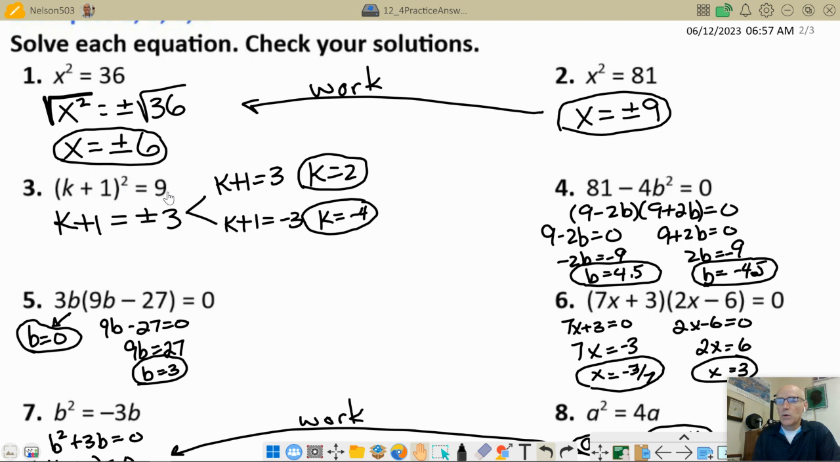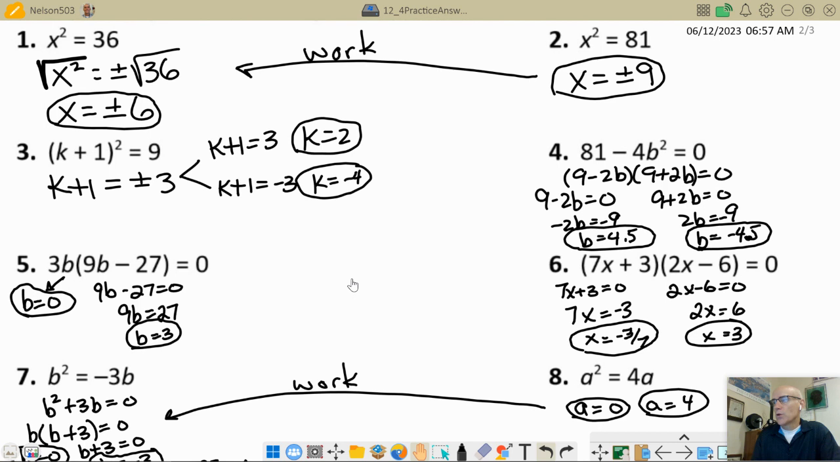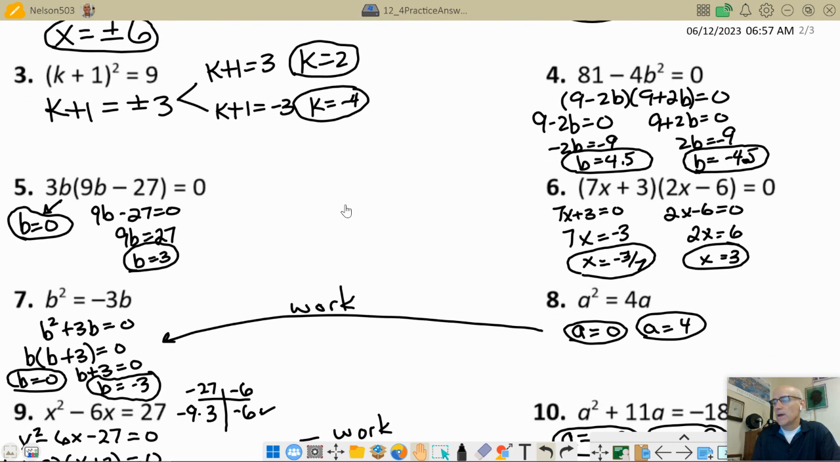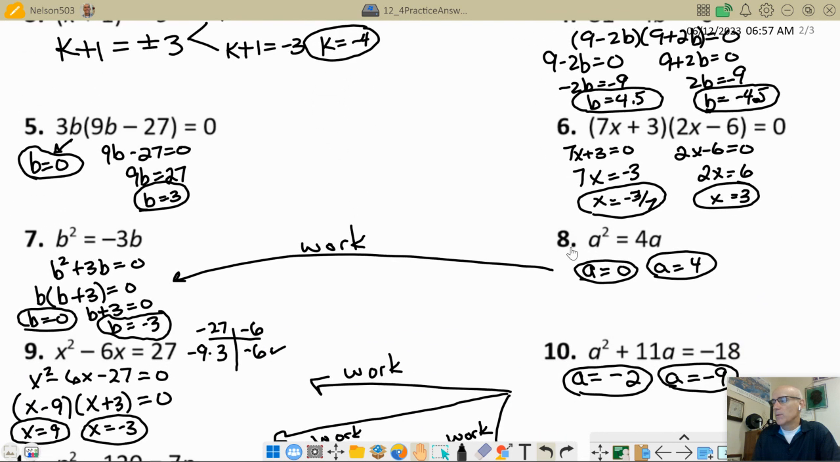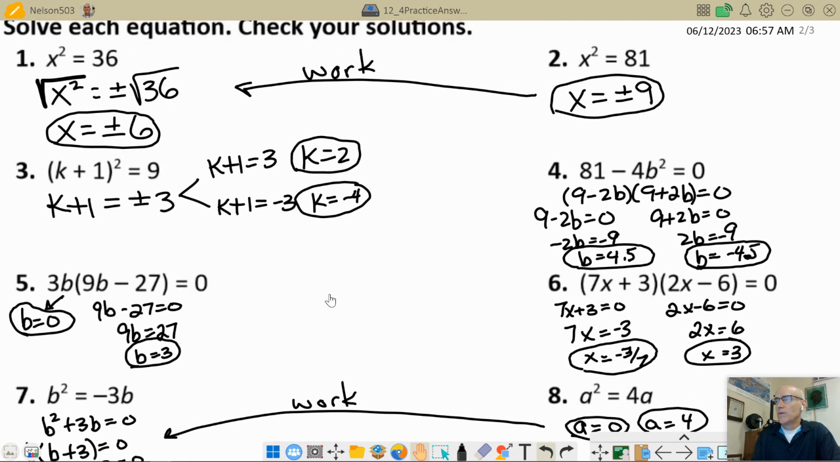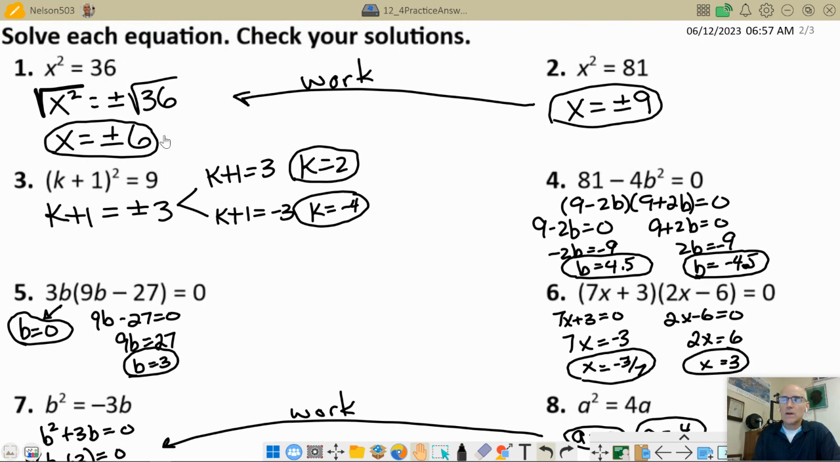If I take the square root of both sides right here, I get k plus 1 equals plus or minus 3, right? I'm going to scroll through here. I'm going to show you some work. And where you see like problem 8, I've got an arrow drawn over here, or even like problem number 2, I said, hey, look, the work is the same as problem number 1. So I just drew an arrow to show that your work hopefully looks like problem number 1's work.